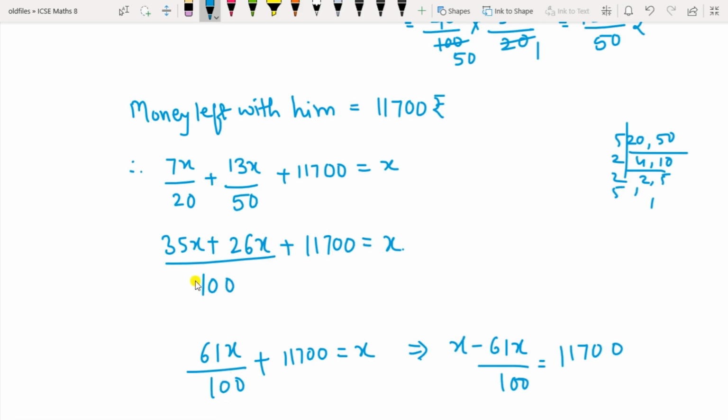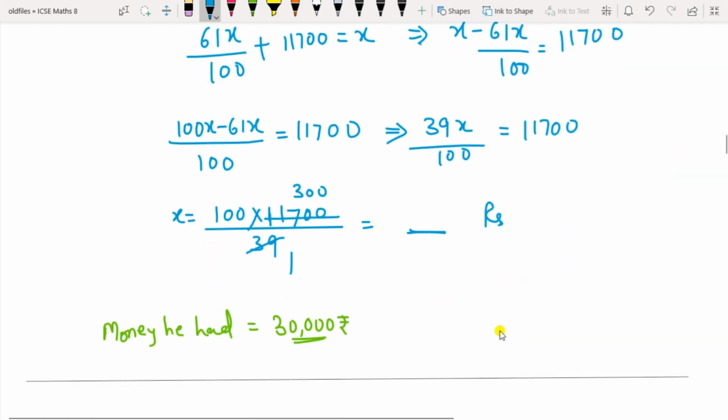Then multiply each term with the LCM and find the numerator. Add the terms. Then subtract the like terms. Take this 61x by 100 to the other side. Again find the LCM. You get 39x by 100 equal to this. So the value of x becomes 30,000. So the amount of money he had before was 30,000 rupees.